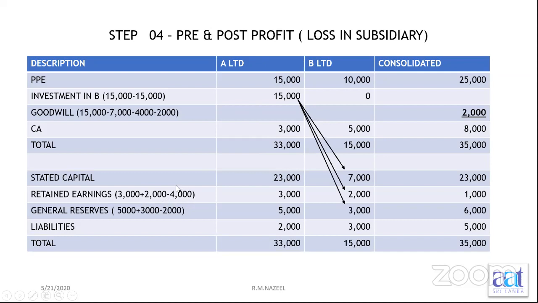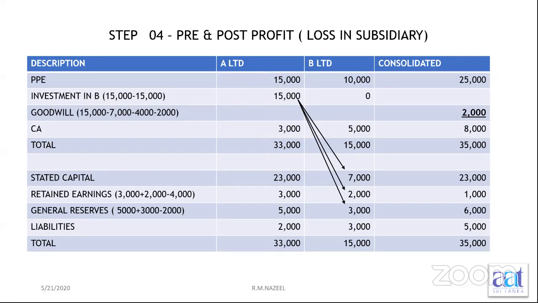But in the pre-period, there was a profit of 4,000. So it converts the profit situation to a loss situation. Therefore, you will have 1,000 rupees. The loss. So the profit situation has gone into a loss situation. General reserve stood the same. Liability stood the same at 5,000 rupees.